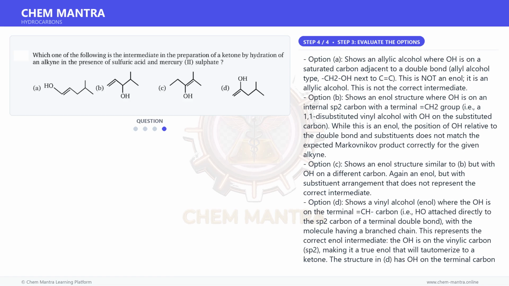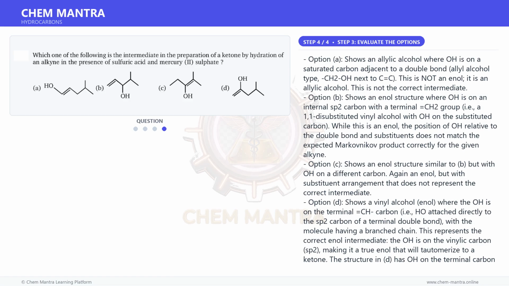Option B shows an enol structure where OH is on an internal sp2 carbon with a terminal =CH2 group, i.e., a 1,1-disubstituted vinyl alcohol with OH on the substituted carbon. While this is an enol, the position of OH relative to the double bond and substituents does not match the expected Markovnikov product correctly for the given alkyne.